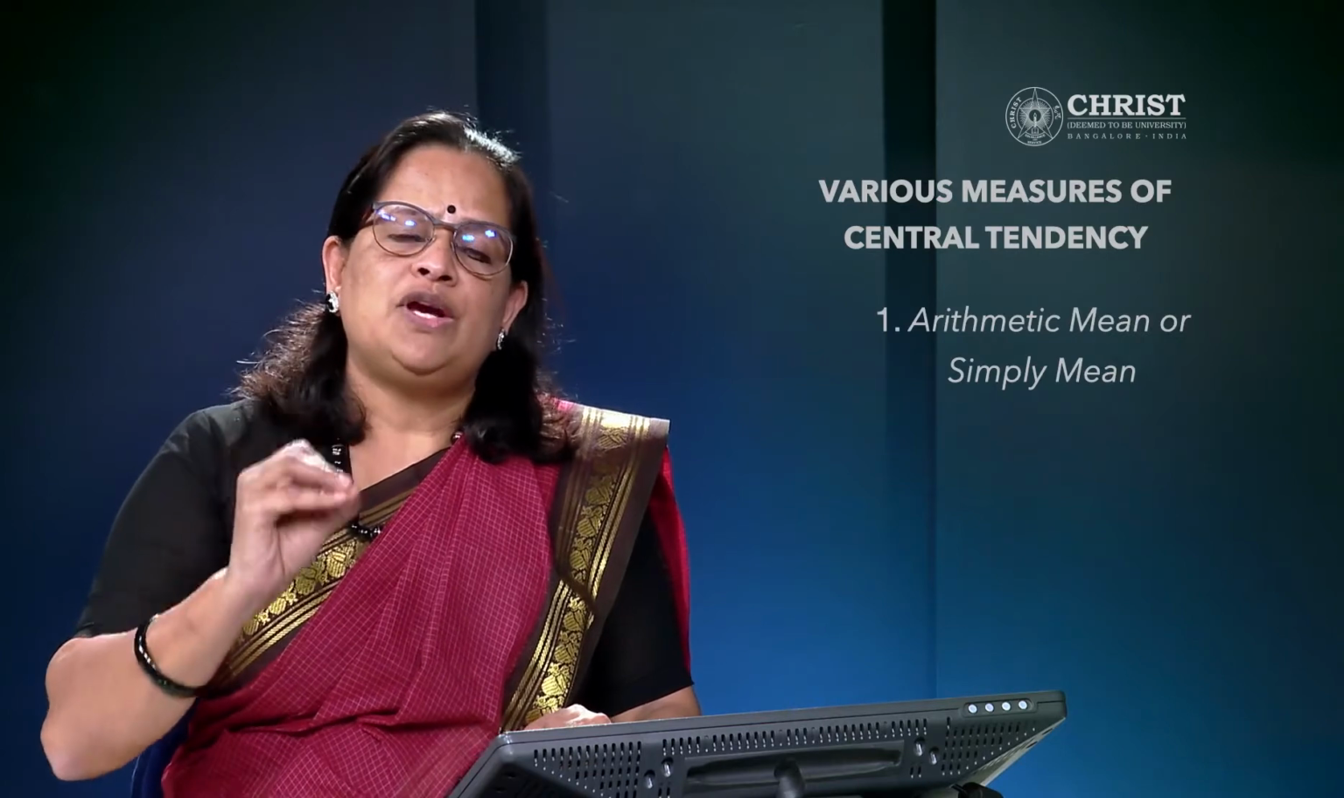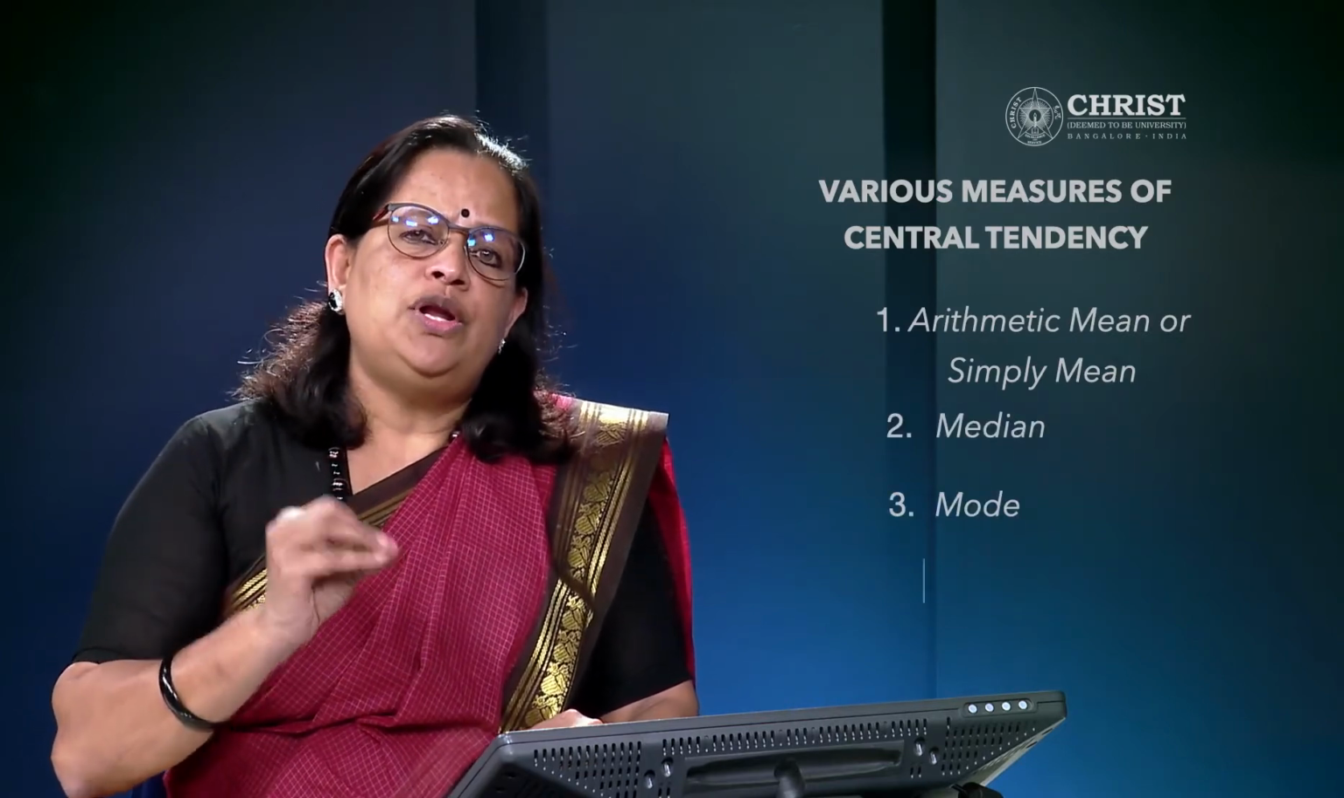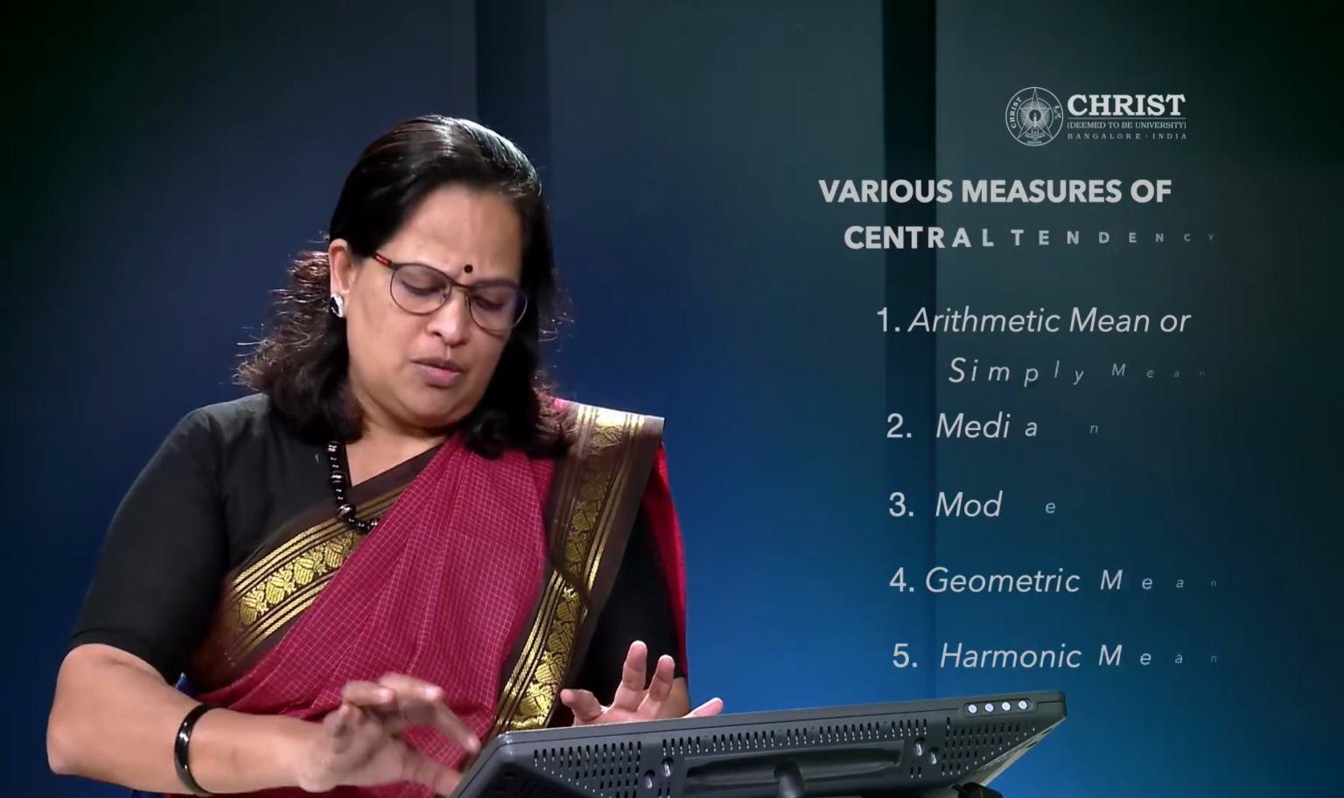Now, what are the various measures of central tendency? The first one is the arithmetic mean, which we call the mean. Second is the median, third is the mode, fourth is the geometric mean, and fifth is the harmonic mean. Now, what are the limitations of an average? If it has usefulness, it also has limitations.